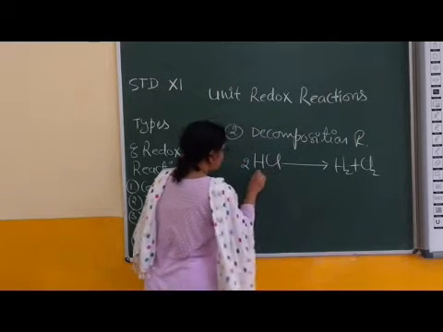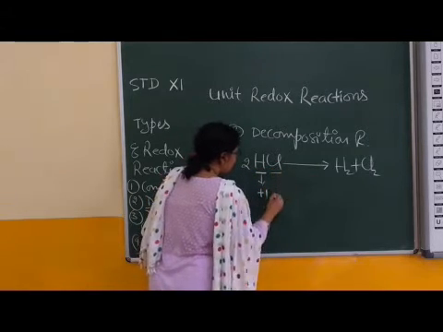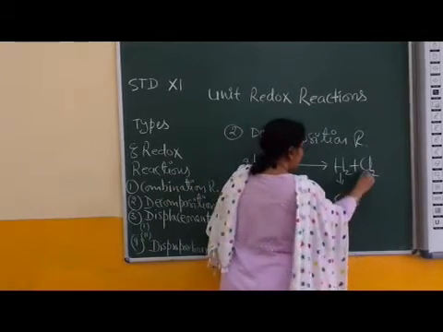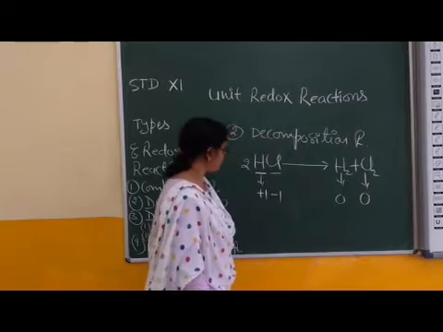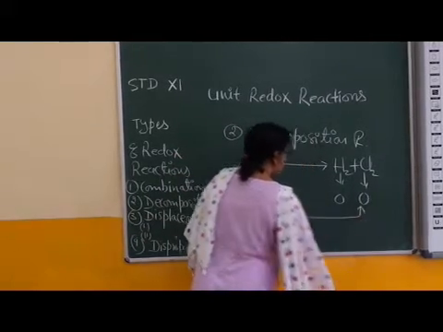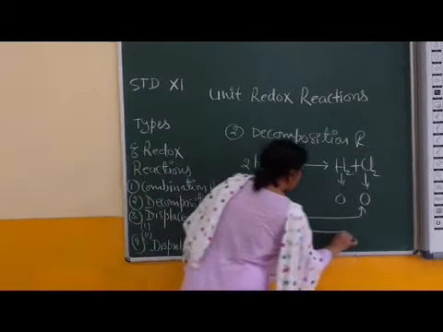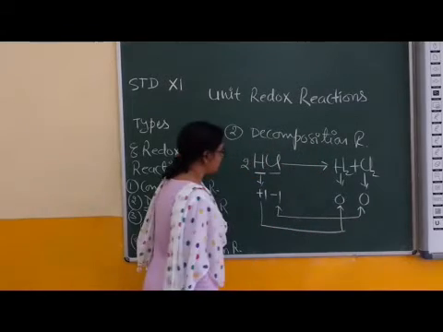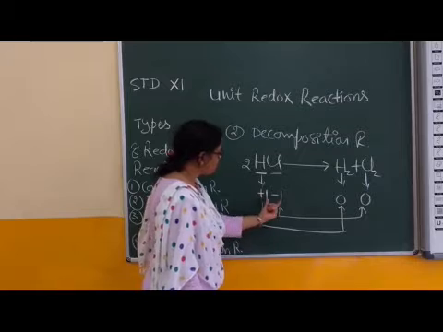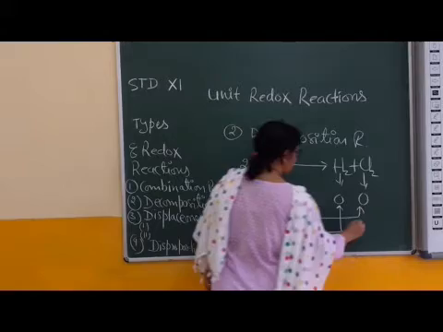This is combined form. Oxidation number of a single hydrogen is +1, chlorine -1. On the product side, 0 in elemental form and this one is 0. Which one is increased? From -1 to 0 is increased. Which one is decreased? From +1 to 0 is decreased. Which element is oxidized? Chlorine, from -1 to 0. This is oxidation.